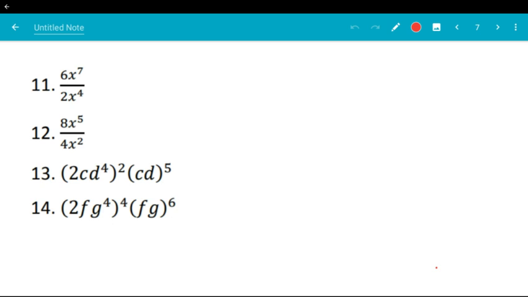For number 11, this is division. It's a fraction, so don't be afraid of just reducing. 2 and 6 can reduce to give us 3. And then the rule is that if you have the same bases with division, you can subtract the exponents. Just make sure you do it in the correct order. So 7 minus 4, the final answer should be 3x to the 3rd power.